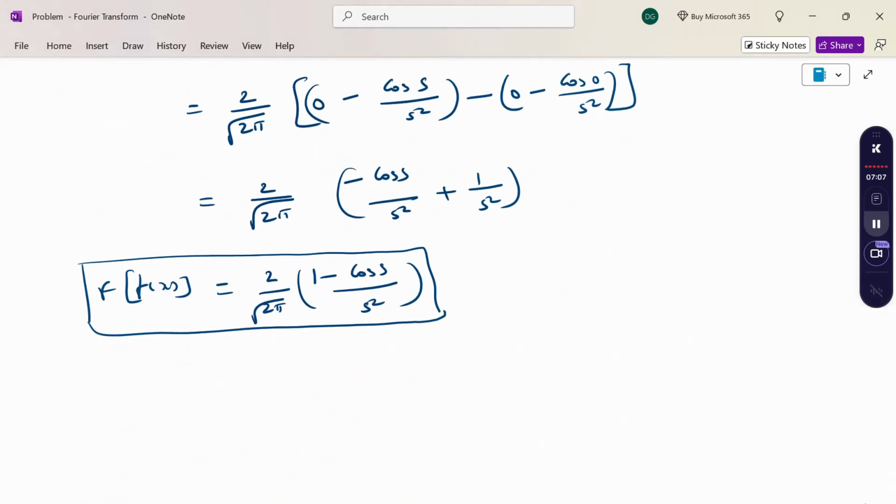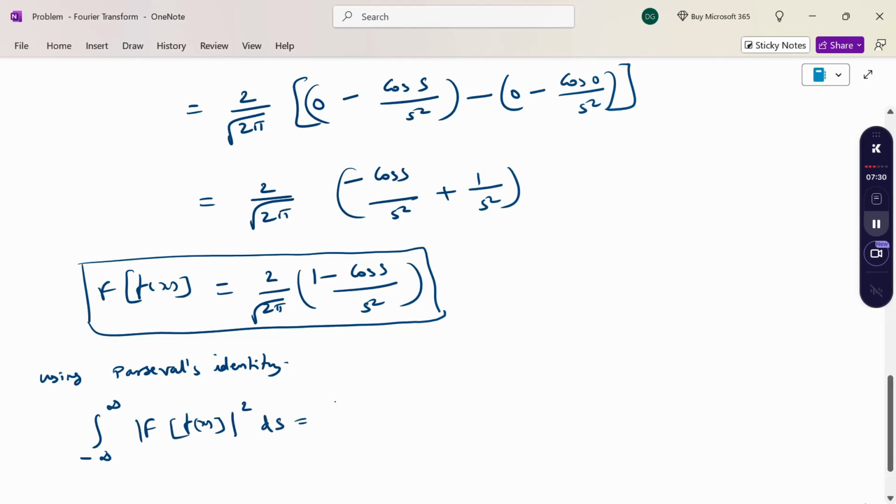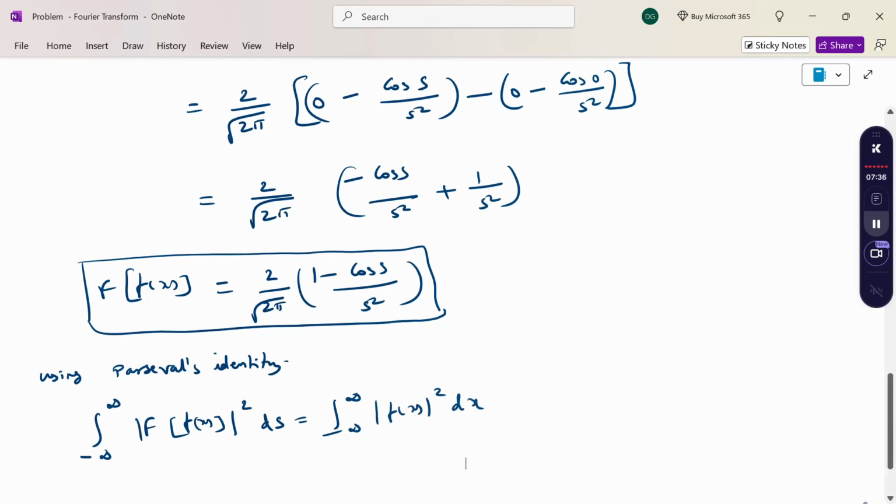Therefore, to find the integral, we use Parseval's identity. So what is the formula for Parseval's identity? The integral from minus infinity to plus infinity of the modulus squared of the Fourier transform of f(x) ds equals the integral from minus infinity to plus infinity of f(x) squared dx.